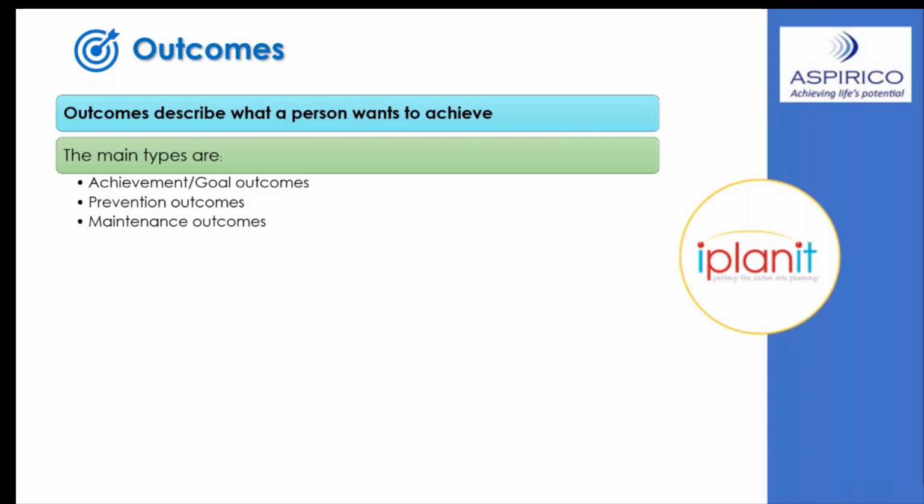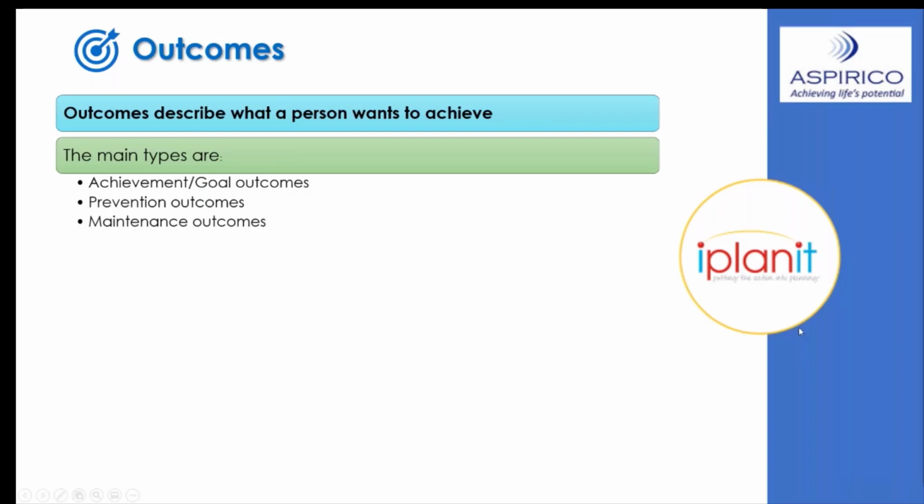So what are these? Achievement outcomes or goal outcomes are something that the participant or person wants to achieve or do, whether it may be learning a new musical instrument. Prevention outcomes are where a participant wants support or to access a service to not do something again. What I mean by that is that someone does not want to go to hospital again after a fall. So we provide services that prevent those kinds of outcomes reoccurring.